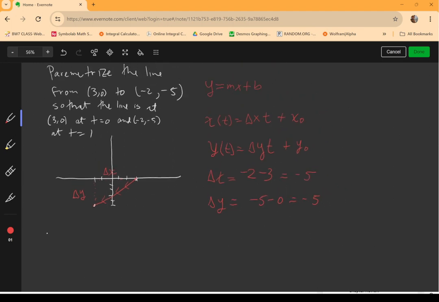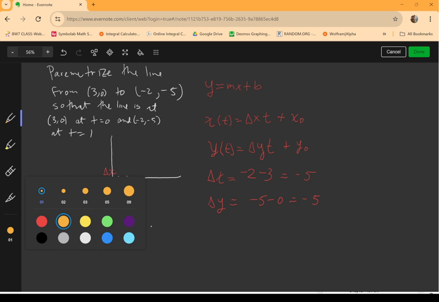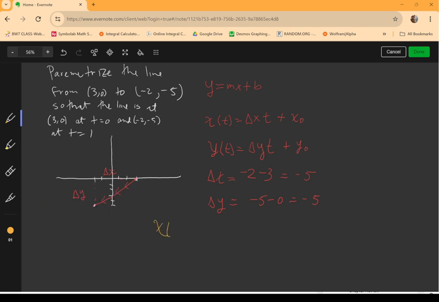So now to write the parametrization, x of t will be delta x, which we saw is -5, times t, which is our variable, plus my starting position, 3. And then y of t is delta y, which here is also -5, though that won't always be the case, times t, and then plus 0. You can leave it like that, or just to see it, it's plus 0, from our starting point (3, 0).